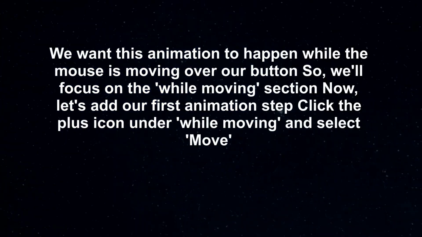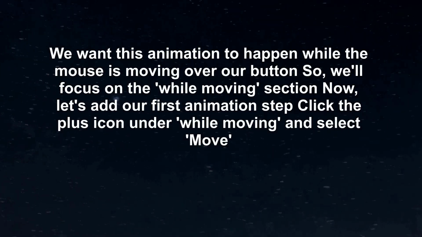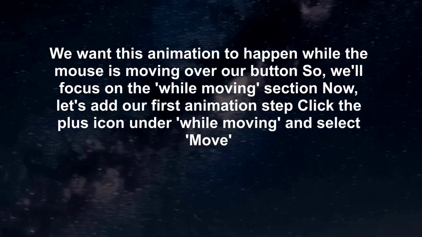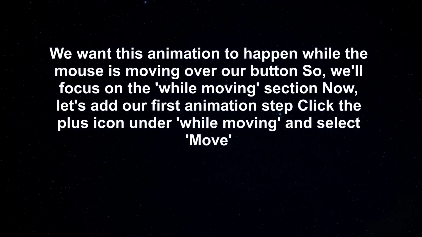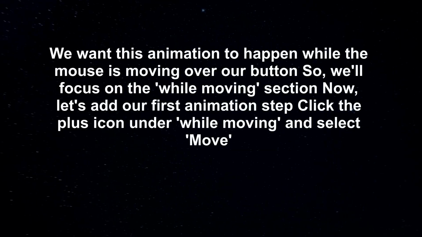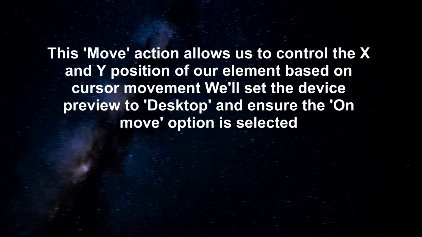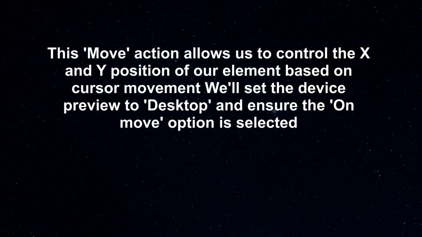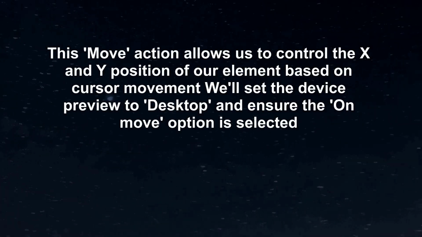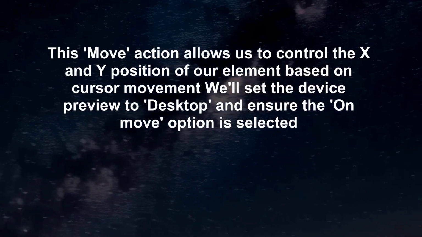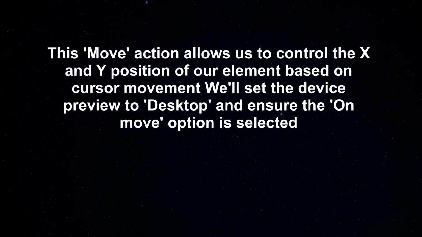We want this animation to happen while the mouse is moving over our button, so we'll focus on the while moving section now. Let's add our first animation step. Click the plus icon under while moving and select Move. This move action allows us to control the X and Y position of our element based on cursor movement. We'll set the device preview to desktop and ensure the On Move option is selected.